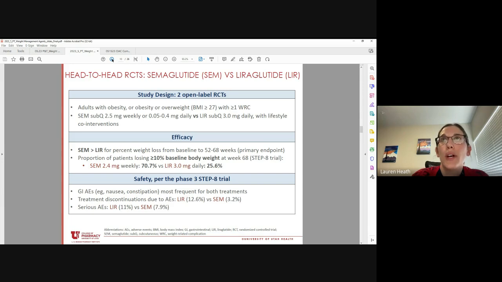In the phase 3 trial, using the approved doses for both agents, gastrointestinal adverse events were the most frequent type of adverse event for both treatments. Numerically more patients in the liraglutide arm discontinued treatment due to adverse events than the semaglutide arm, but this may have been affected by the trial design. Slightly more patients receiving liraglutide had a serious adverse event than patients receiving semaglutide.